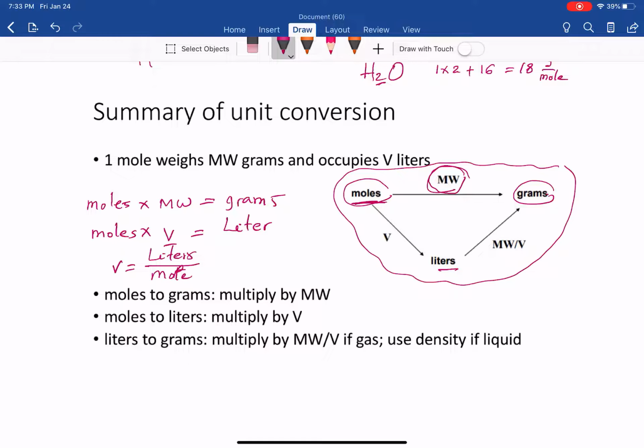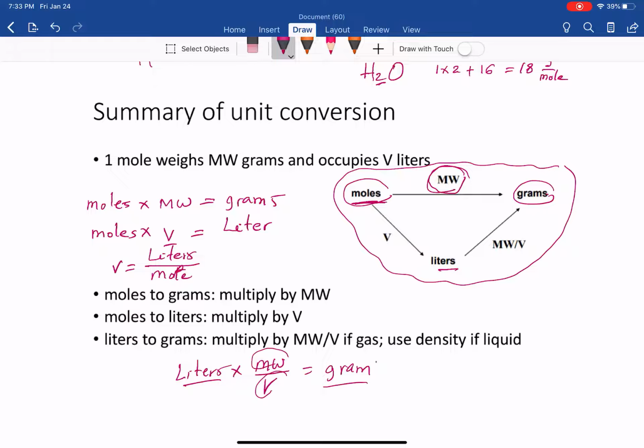Same thing here, liters to grams. If you multiply liters times molecular weight over volume, this would give you grams. And we use this for air pollution, for gases, by the way. So liters of air times molecular weight over the volume gives the mass in grams.